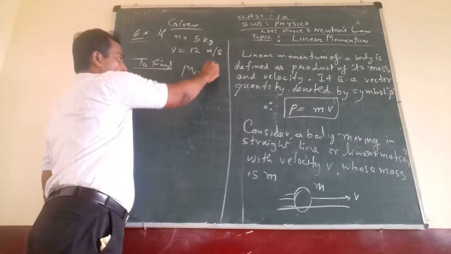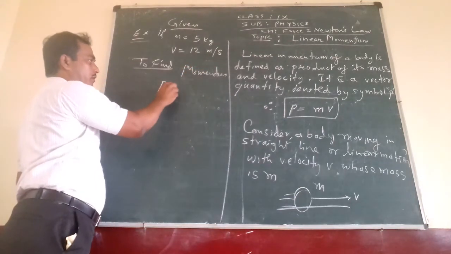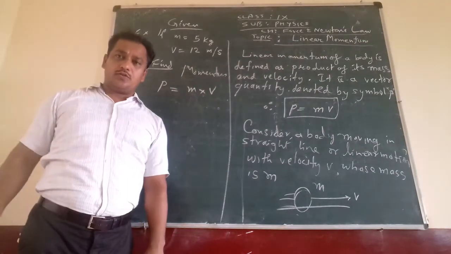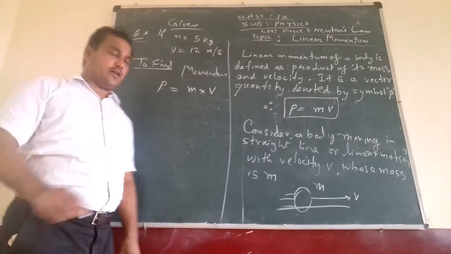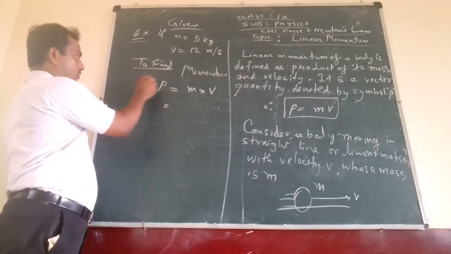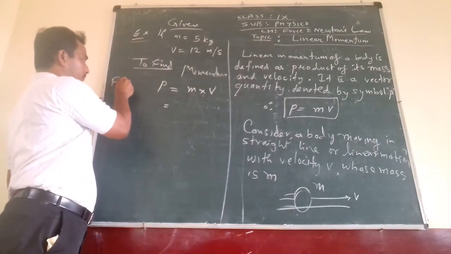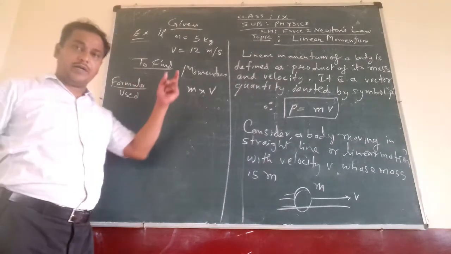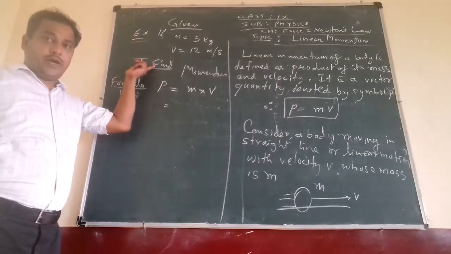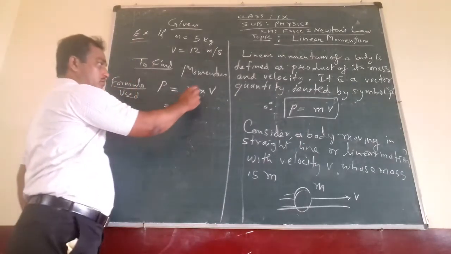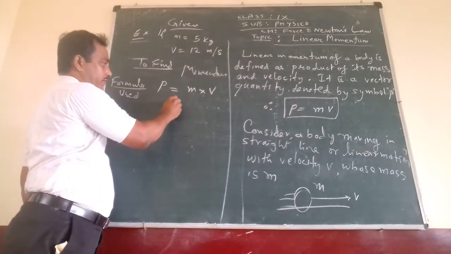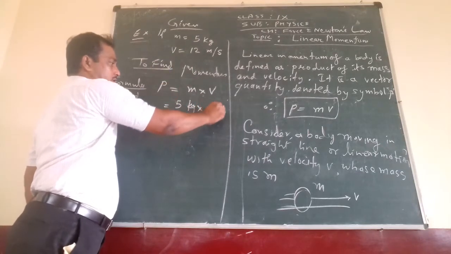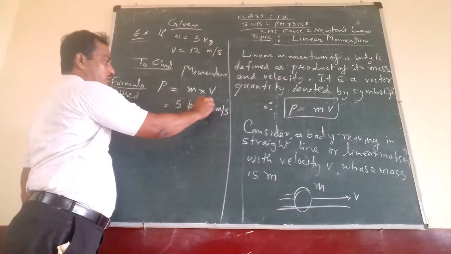Find the momentum. So momentum is given by the formula P is equal to m into v. So how much will be the momentum after solving? You put the values. This is the formula used. You have to write in the format given to find. Formula used is mass into velocity. Mass is given how much? 5 kg multiplied by 12 meter per second, and you will get the solution.